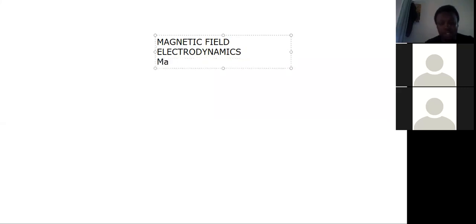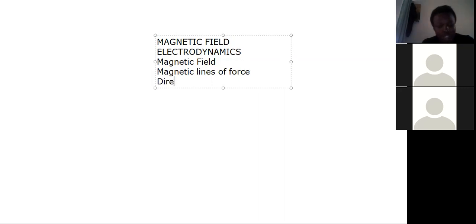Magnetic field. We are talking about magnetic lines of force. Now we are going to talk about the direction of a magnetic field. We said that the magnetic field takes a direction, and these directions are normally represented by the lines and the arrows accompanying them. The arrows show the direction or the path which the magnetic field takes.